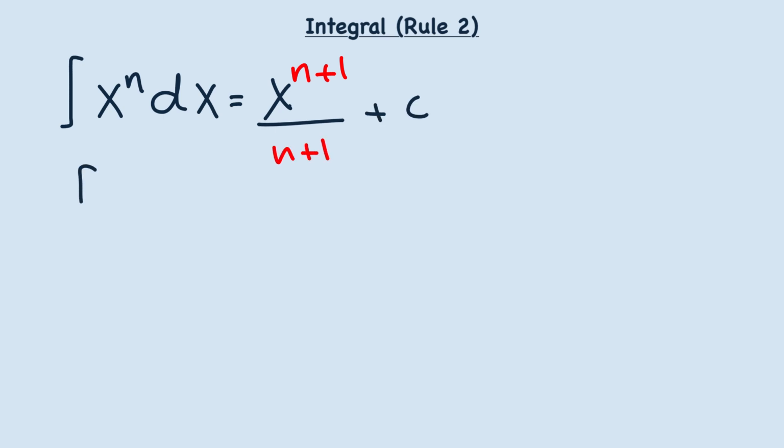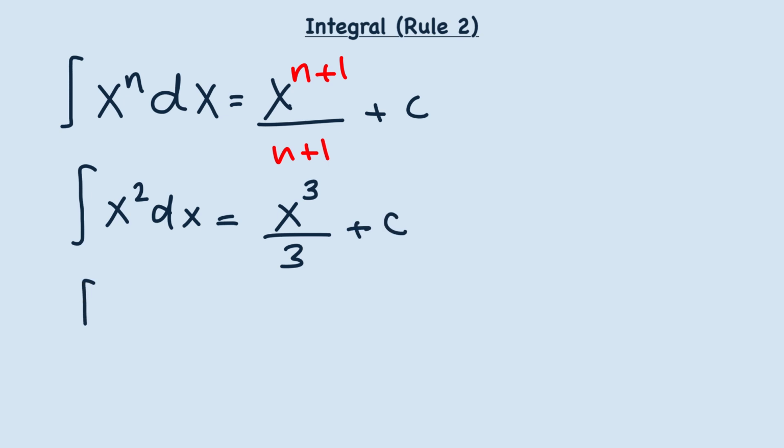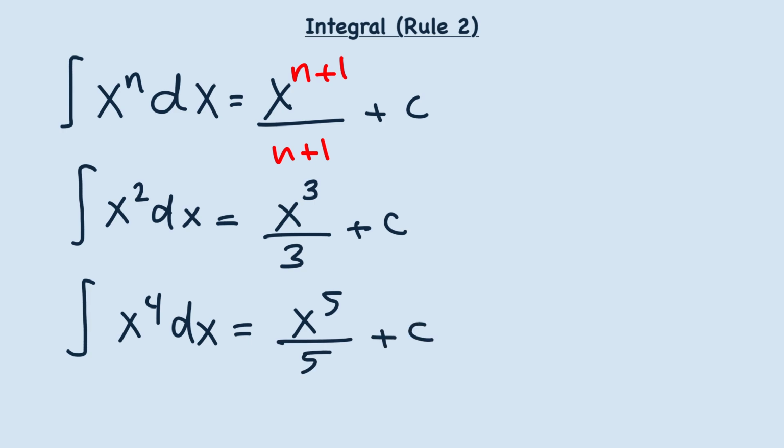Let us take an example. Integral of x to the power 2 dx equals, so I should put the variable x to the power 2 plus 1, which is 3, divided by 3 plus c. Another example, integral of x to the power 4 dx. This equals x to the power 4 plus 1 is 5, and I should divide by 5 plus c.